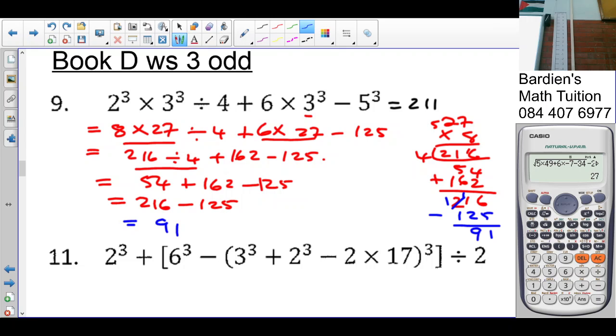I get 91. Who said 211? How did you get 211? Read for me your first line you have there. 8 times 27 divided by 4, plus 6 times 27 minus 5. Here's your mistake. It's 125. Check if you got 5 cubed there. That's your mistake. Anybody else got a different answer?